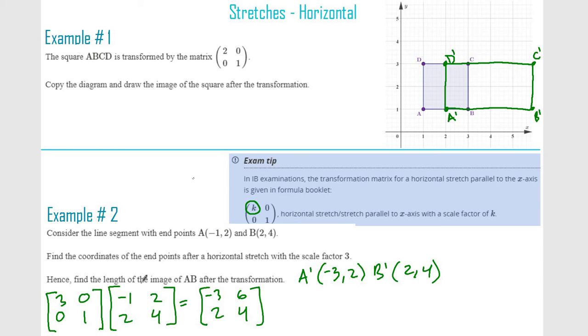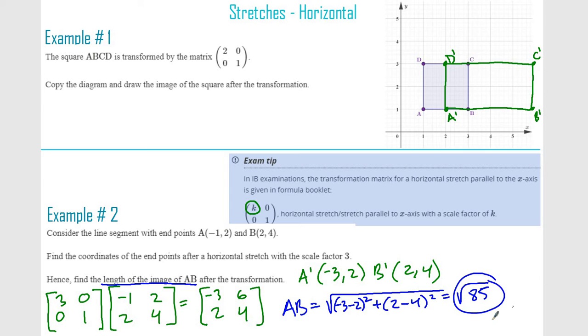But we're not done, all right, because it's asking for the length of the image of AB. So find the distance of AB. So that's using our distance formula. -3 minus 2 squared plus 2 minus 4 squared. We end up with the square root of 85. Okay.